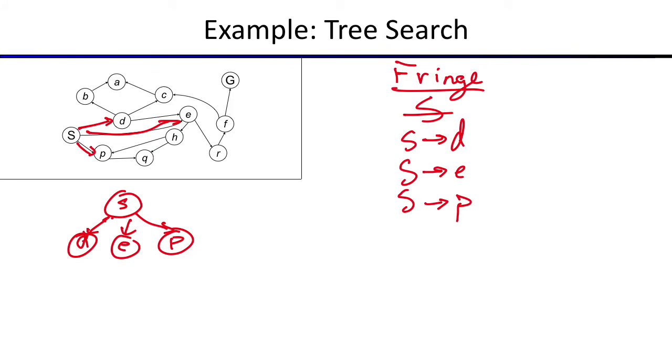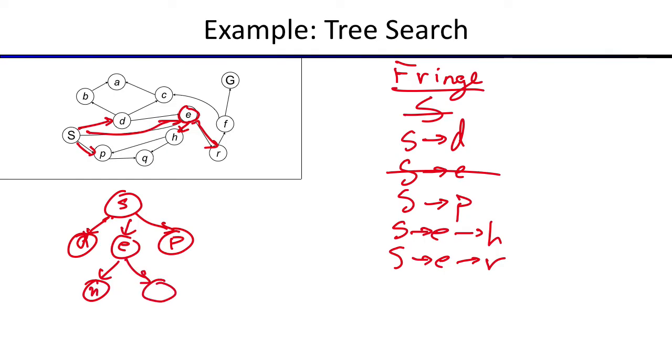And now, pick something from that fringe, remove it. I will pick E. Now, we're going to expand E. Is it a goal state? It's not. So we add its successors to the fringe: SEH, SER. And then we're going to continue like that, checking every time if it's a goal state until we get there.